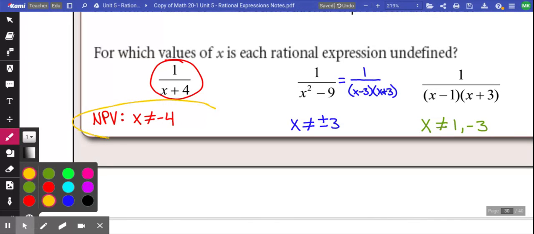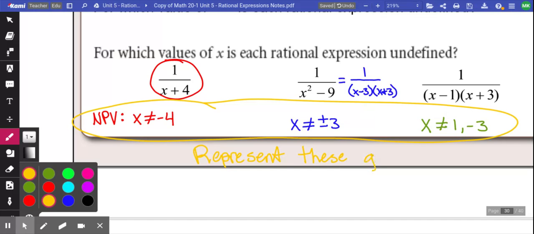When it comes to graphing these functions, we need to represent these in a graph somehow. So somehow we have to show that x cannot equal those things when you graph them. So how the heck are we going to represent those things graphically? That's the first thing we're going to get into. When you talk about these things graphically, they're going to create something called an asymptote. So NPVs become asymptotes.